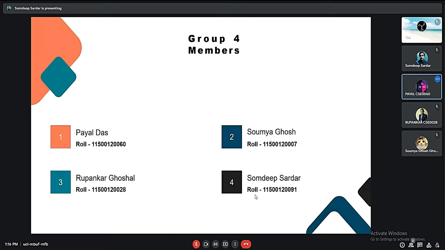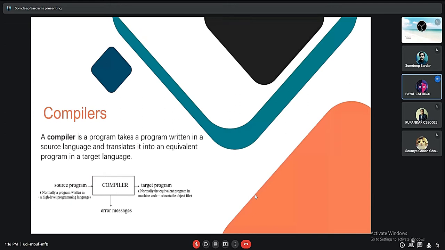Now, on to the next slide, please. A compiler is basically a program that takes a program written in a source language, which is a high-level programming language, and translates it into an equivalent machine code. As we can see in the diagram below, the compiler is converting the source program, which is normally written in a high-level language, into machine code. Moving on to our next slide, that is the lexical analyzer.